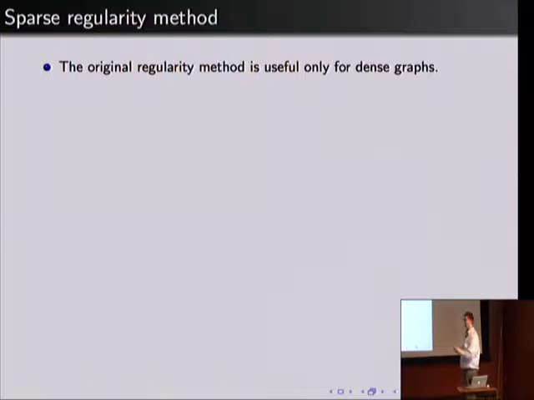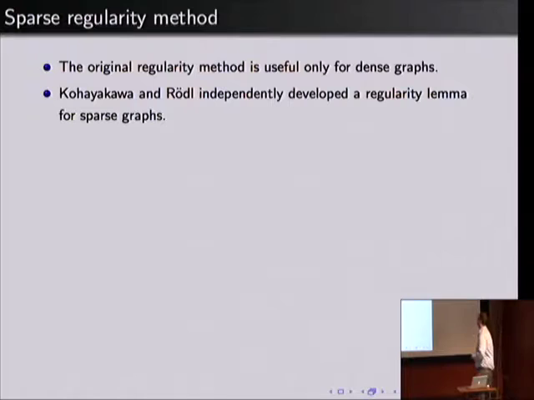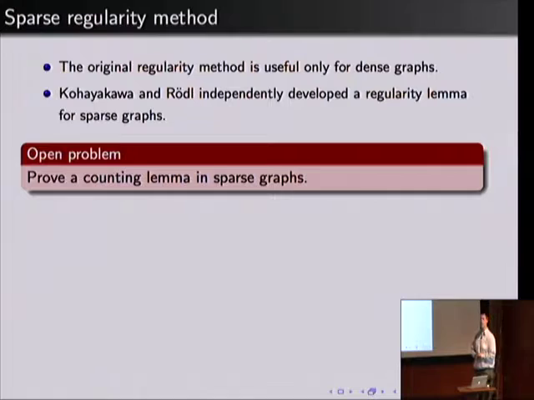So Kohayakawa and Rödl in the 90s independently developed a regularity lemma for sparse graphs. And it was part of a general program toward extending results that we know hold for dense graphs down to sparse graphs. And the main open problem was to prove a counting lemma in sparse graphs, which complements the regularity lemma. Now, for dense graphs, the counting lemma was comparatively the easy thing. Here, the proof is very similar. You have to figure out what the right things to prove are, but once you have everything together, it's in the same spirit as the original proof.